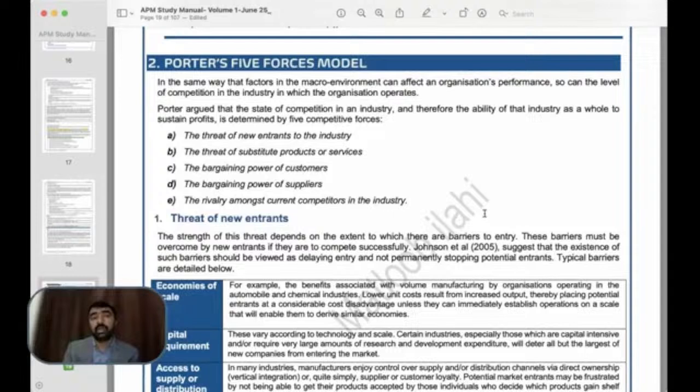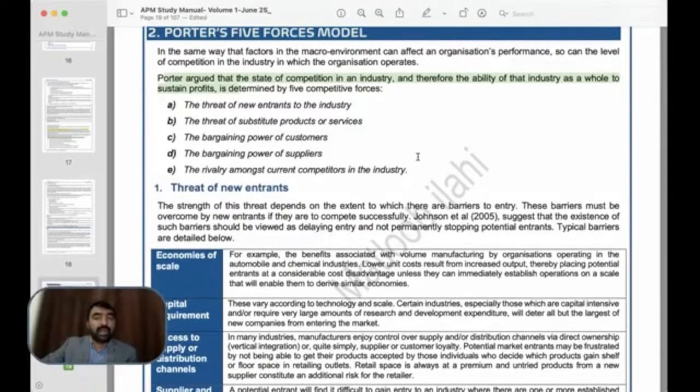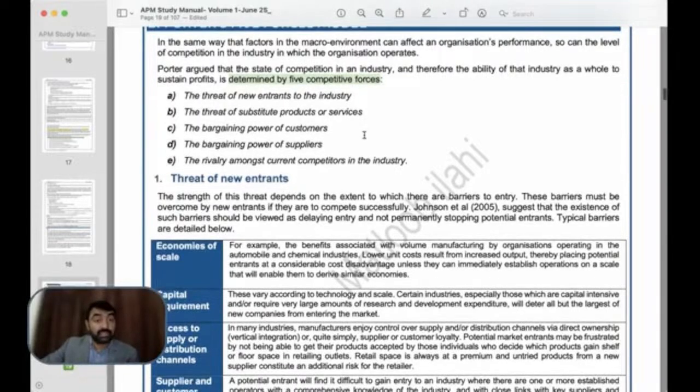But at APM level, this model is used to analyze and evaluate how different competitive forces, or different competitors in a market or industry, may affect the performance of the organization. So you have to study this one in the context of performance. Porter argued that the state of competition in an industry, and therefore the ability of that industry as a whole to sustain profits, is determined by five competitive forces. There are five competitive forces that determine the ability of the industry to sustain profits.